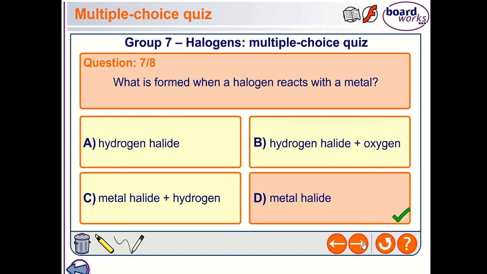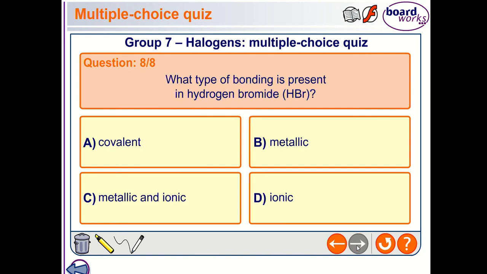So just a metal halide. For example, sodium plus chlorine makes sodium chloride. There's no hydrogen, no oxygen made in that. Have a look at it. I'll give you the answer now. We have two non-metals, hydrogen and bromine, therefore you get a covalently bonded substance.